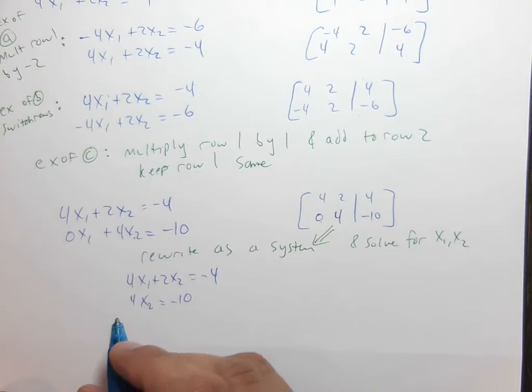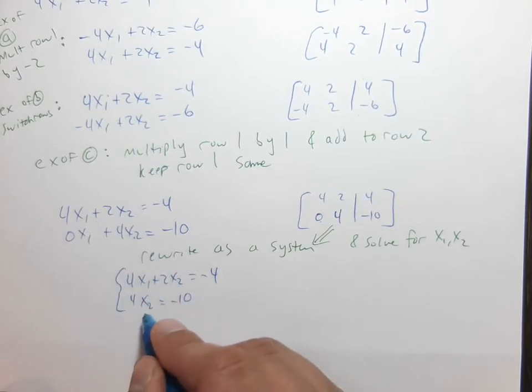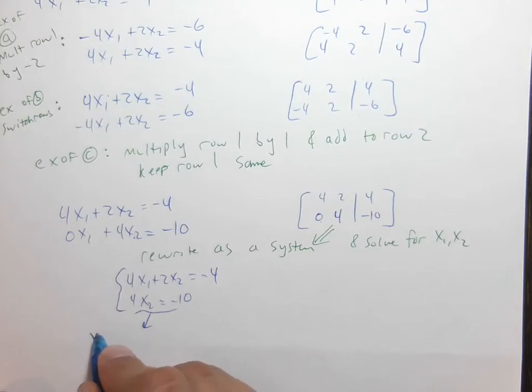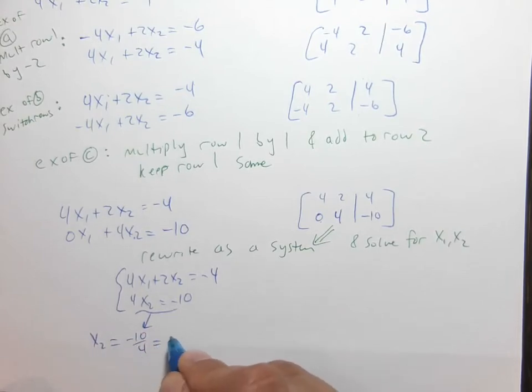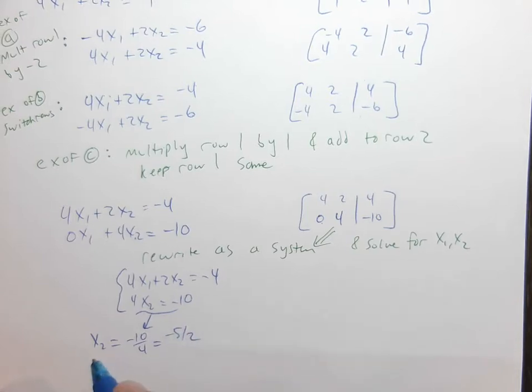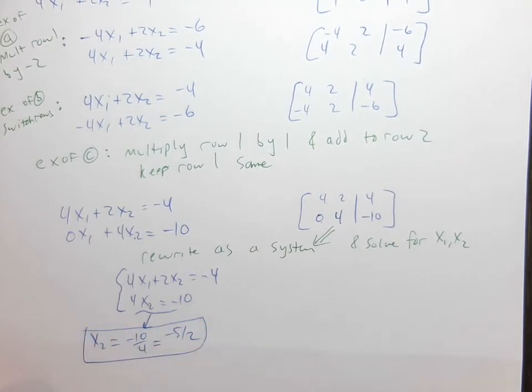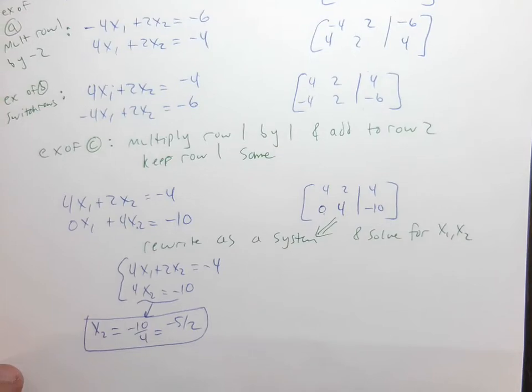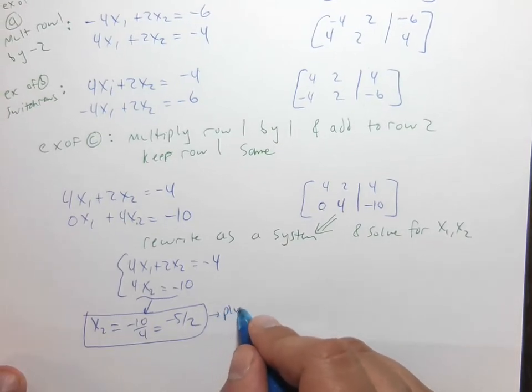And so I'm going to solve for x2 here. Right? So this is our new system. I'm going to take the second equation, divide by 4 to get an answer for x2. So -10 over 4, or -5 halves. That's our x2 value, our x2 solution. And then you just plug it into an equation to get the other one.